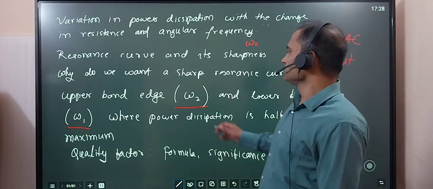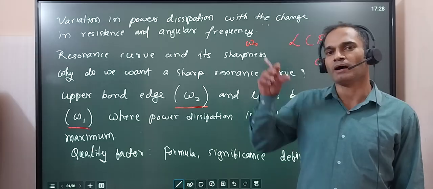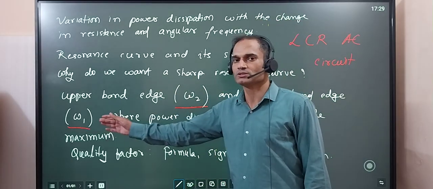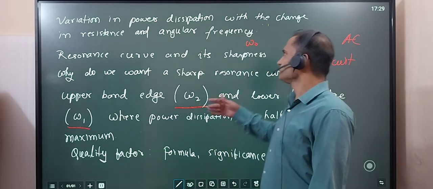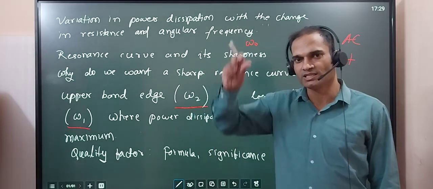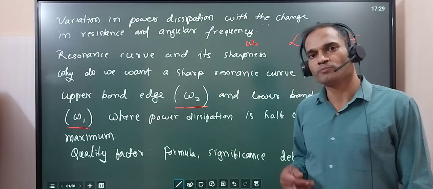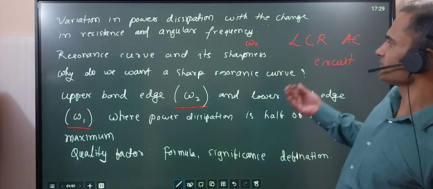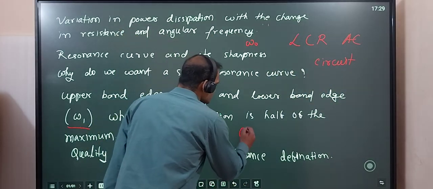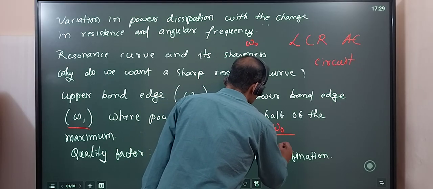So we will find omega 2 and omega 1, where the power is half of the maximum. We want these values to be very close to omega naught. That means if you change the frequency slightly, power drops quickly. For this we define one quantity, the quality factor, omega naught by omega 2 minus omega 1.